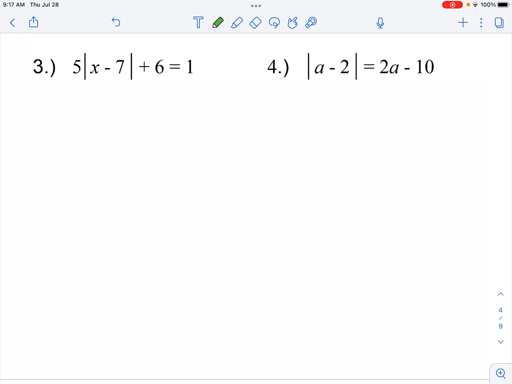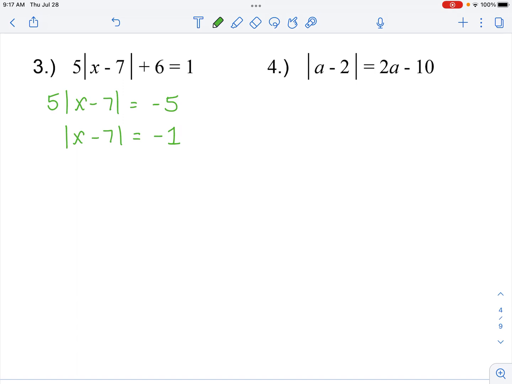All right, let's take a look at problem number 3, another solving an absolute value equation problem. What I notice about this problem is that I have two numbers in the way again. I have a 5 and a plus 6 in the way of solving this equation, so I need to get rid of them. First I'm going to subtract the 6. So I get 5 absolute value of x minus 7 is equal to negative 5. Then I'm going to divide out the 5. Dividing out 5 gives me absolute value of x minus 7 equals negative 1.